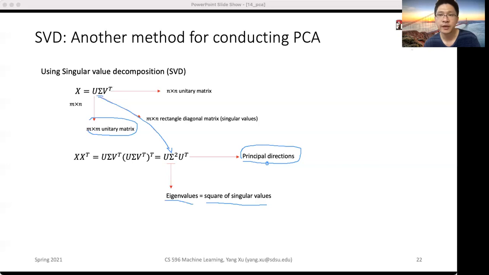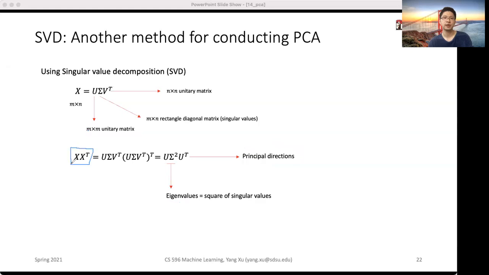Computationally speaking, it's faster than directly computing the eigenvectors and eigenvalues for these matrices, and it's also more commonly used because of its numerical stability.